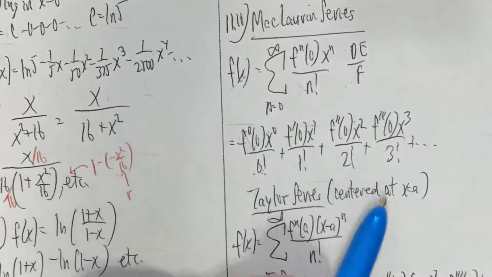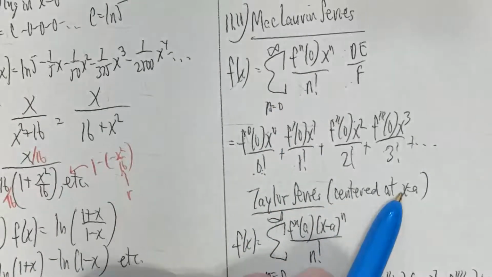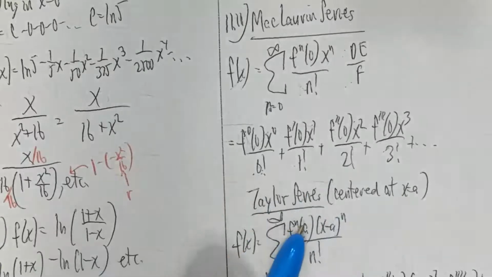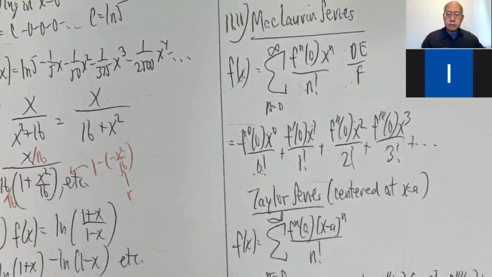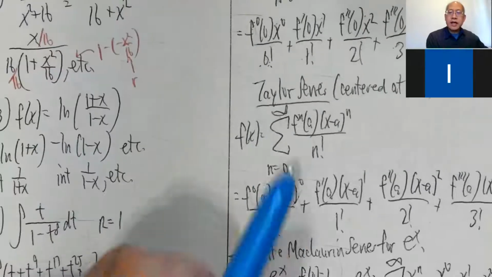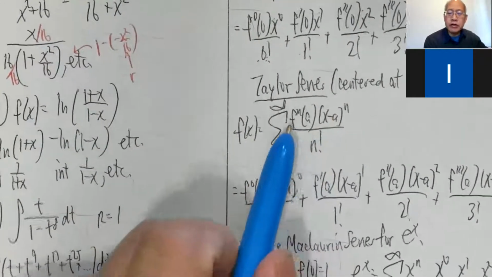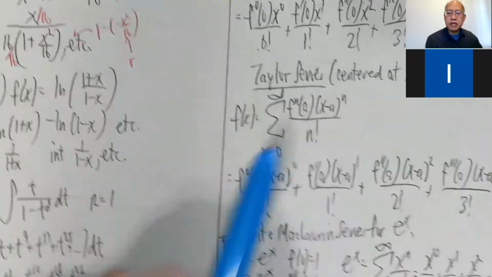If we're off center, x equals a, the only difference is instead of plugging in 0, you're plugging in a, and you go x minus a. Think of it as a translation. You're just moving the graph, as it were. So it's still the nth derivative, exponent, factorial, only you're plugging in a, and you're going x minus a.